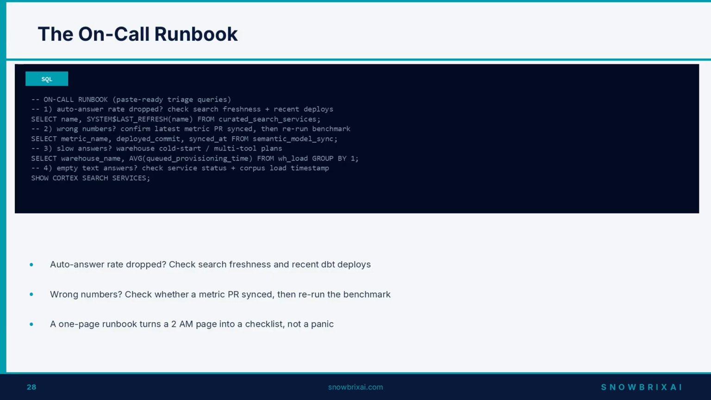Here is the runbook, paste ready triage. Auto answer rate dropped: check search freshness and the recent DBT deploys. Wrong numbers: confirm the latest metric pull request actually synced, then rerun the benchmark. Slow answers: check warehouse cold start and the multi-tool plans. Empty text answers: check the search service status and the corpus load. Each symptom maps to one probe. A one-page runbook turns a 2 AM page into a checklist, not a panic.